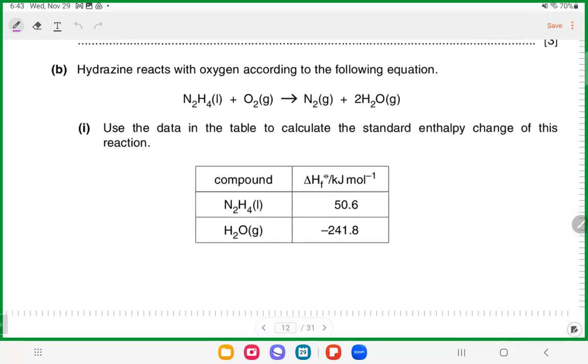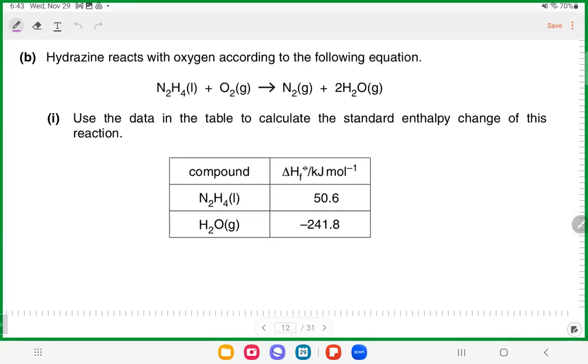Okay. Can you please solve this one? Hydrazine reacts with oxygen according to the following equation: N2H4 plus O2 forming N2 plus 2H2O. Use the data in the table to calculate the standard enthalpy change of this reaction. And the data of formation is given, so we're going to do product minus reactant. This is the equation given. Just do product minus reactant and find out the delta HR.